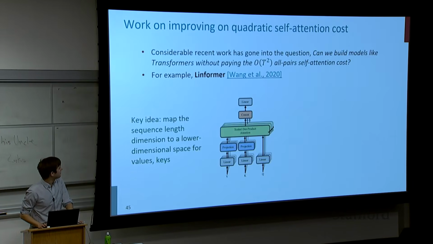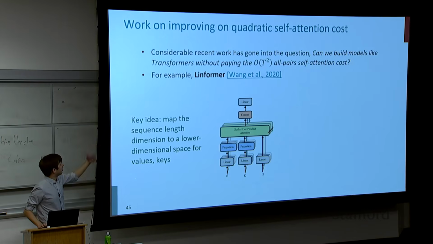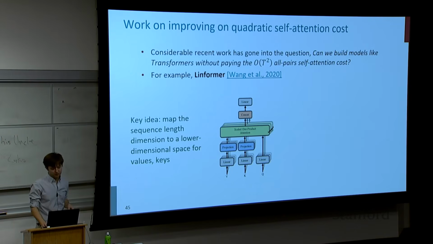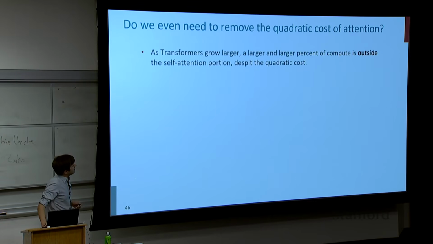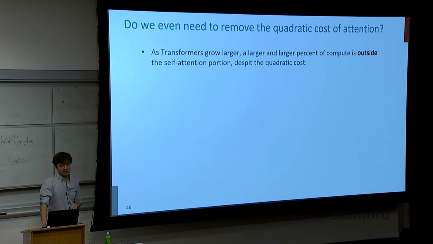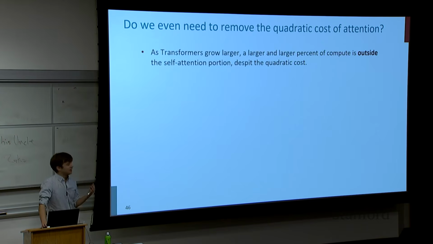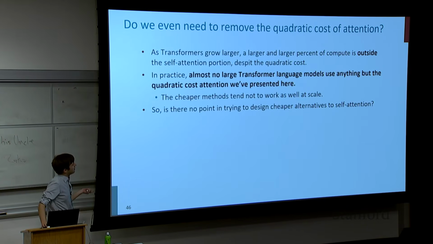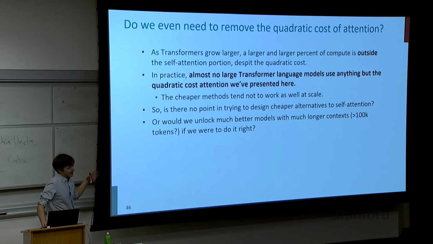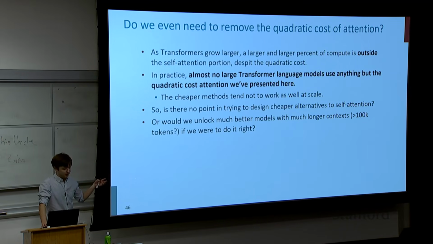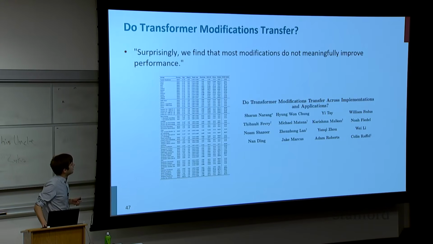So people have tried to map things down to a lower dimensional space to get rid of the quadratic computation. But in practice, as people have gone to things like GPT-3, ChatGPT, most of the computation doesn't show up in the self-attention. So people are wondering, is it even necessary to get rid of the self-attention operation's quadratic constraint? It's an open form of research whether this is necessary.